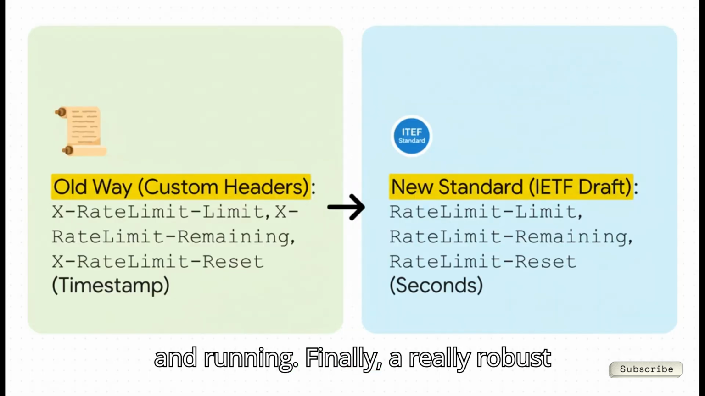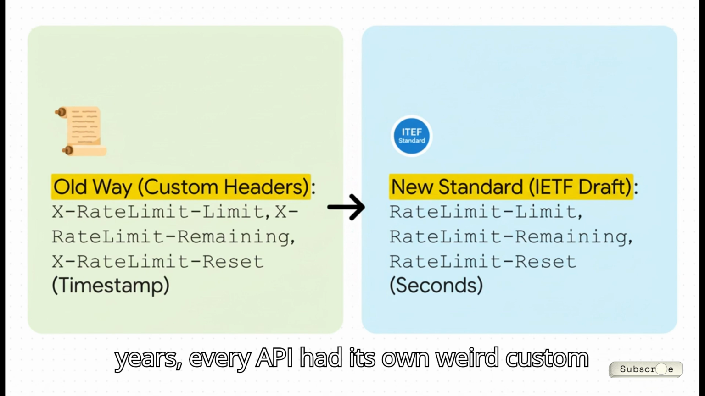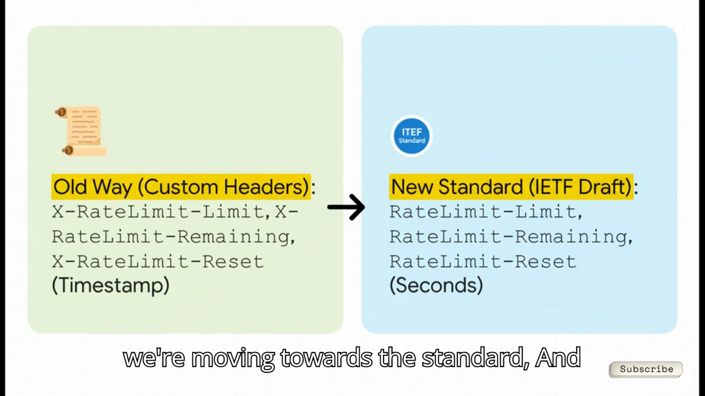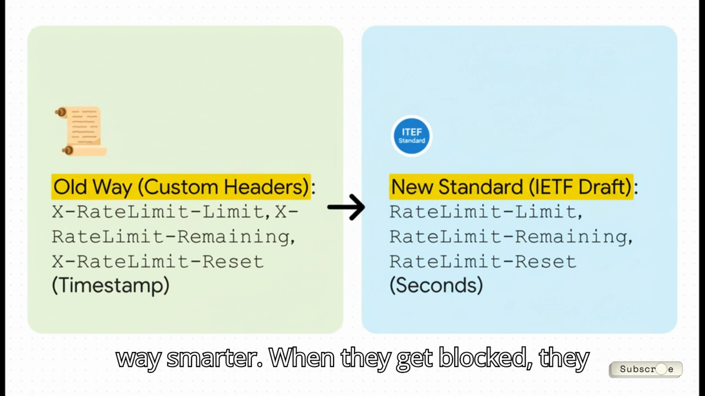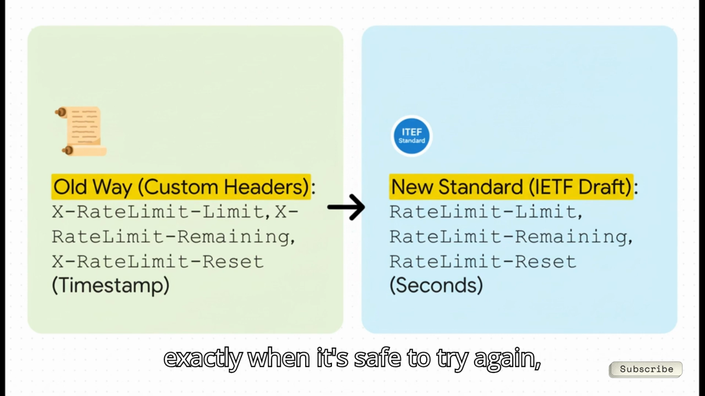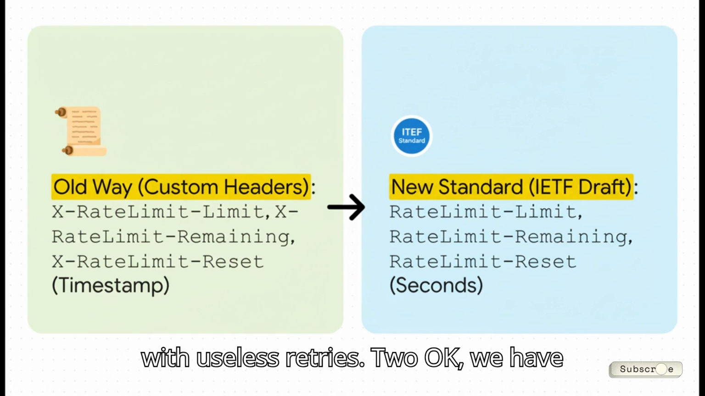Finally, a really robust system is also a good neighbor. For years, every API had its own weird custom headers for this stuff. Now, thankfully, we're moving towards a standard. And using these standard headers is huge because it lets client applications be way smarter. When they get blocked, they can look at the reset header and know exactly when it's safe to try again, instead of just hammering your servers with useless retries.